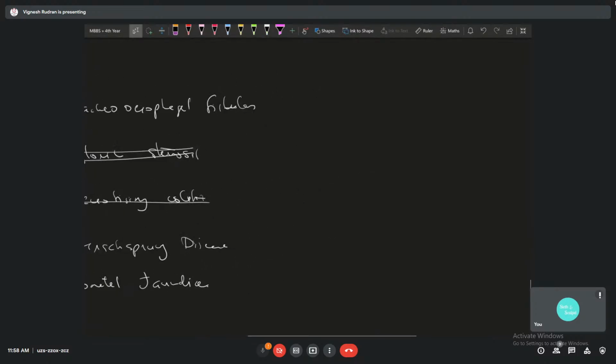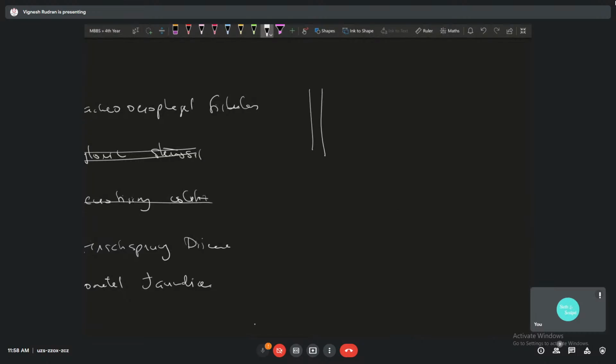So tracheoesophageal fistula: you have your trachea, with the esophagus behind and the trachea forward, right? So there's going to be an abnormal communication over here. There are around 5 types of tracheoesophageal fistula. The most common one has a blind pouch over here and a connection over here. So it will be like this. That's the most common type.